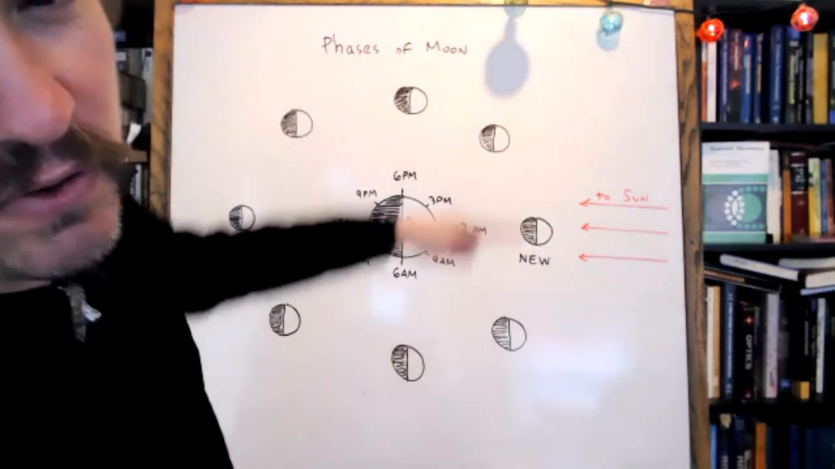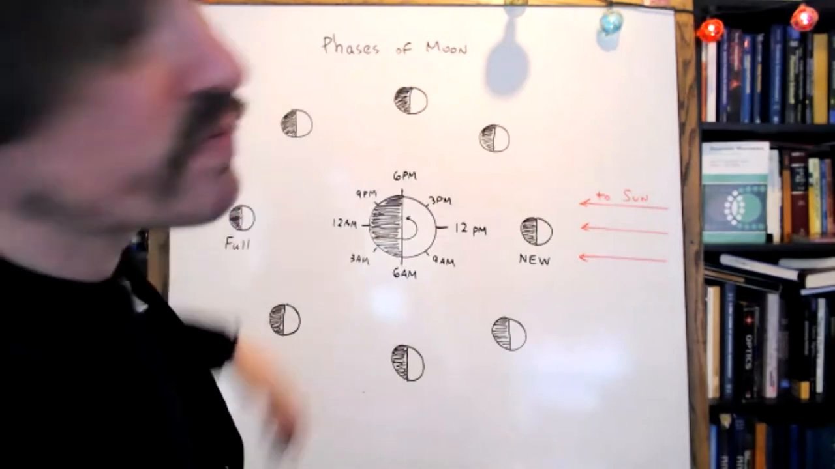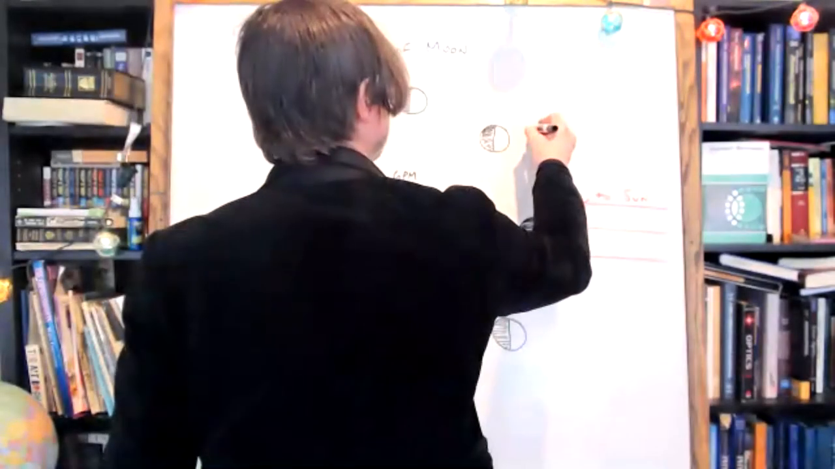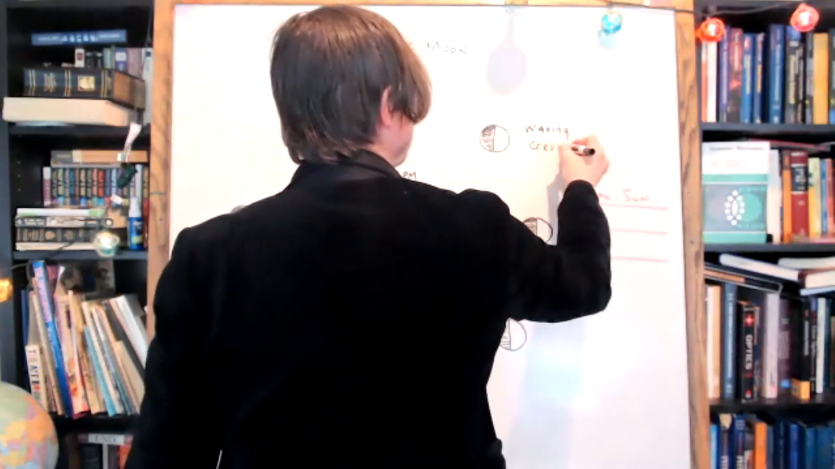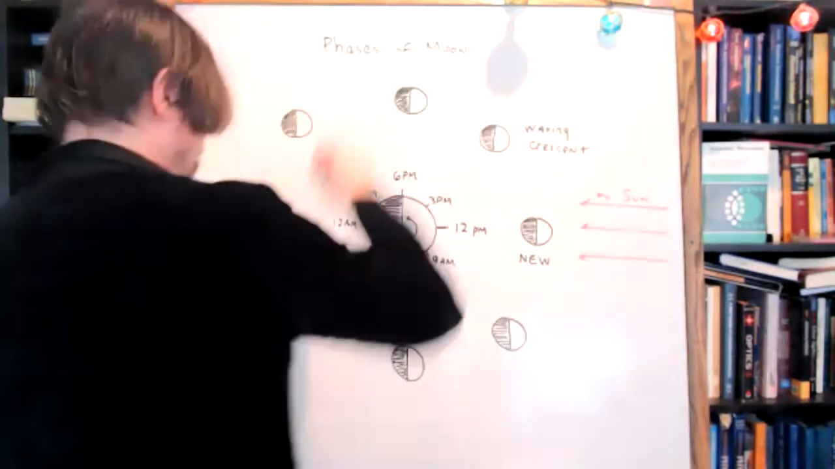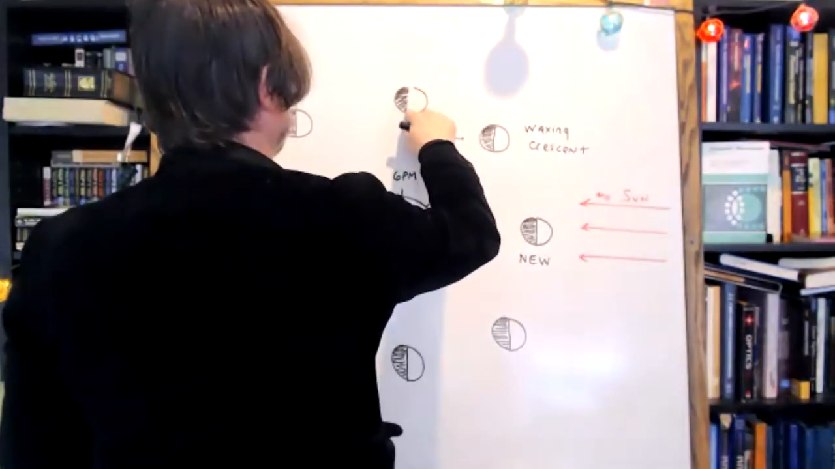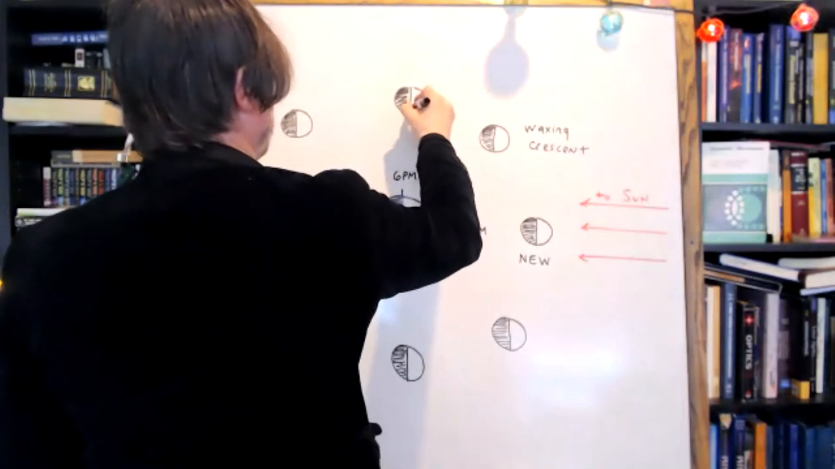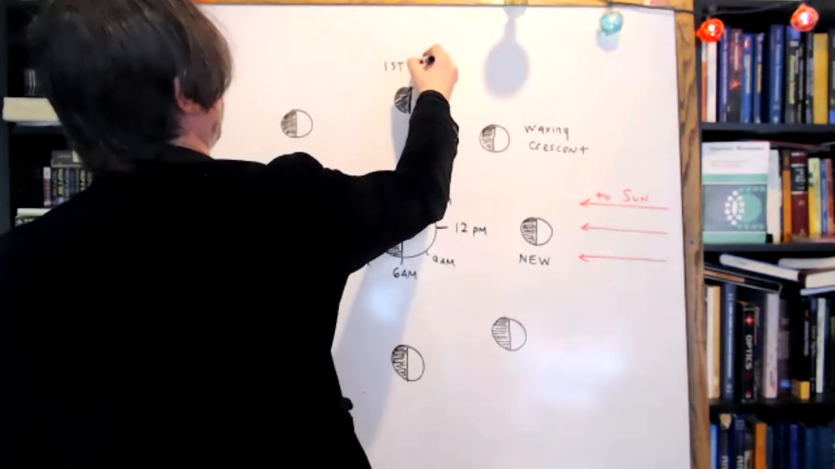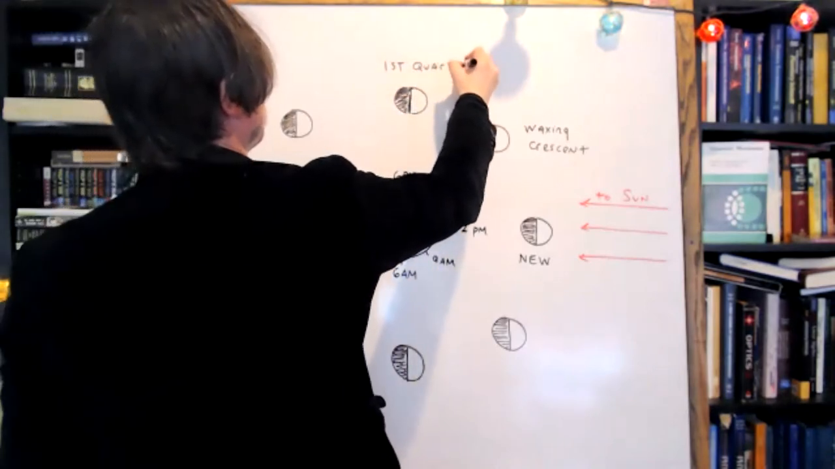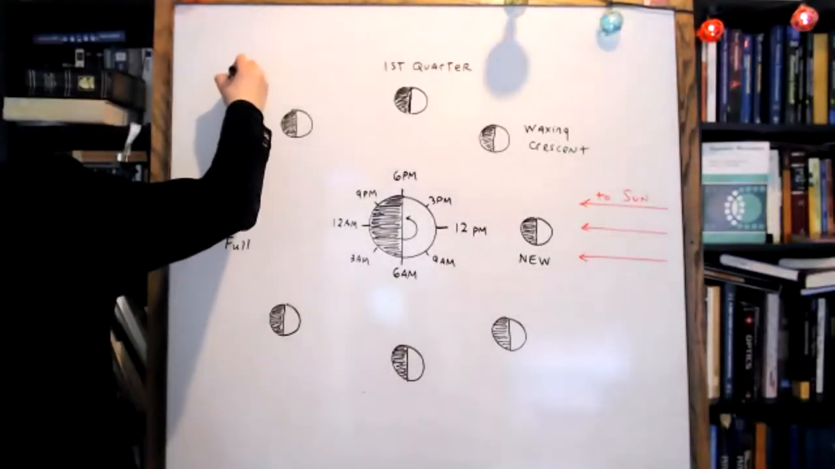Remember that the moon also goes counterclockwise around Earth. The waxing side is when the moon is growing. So this is waxing crescent. This phase of the moon here, didn't draw that very well. This is called first quarter. This is waxing gibbous.